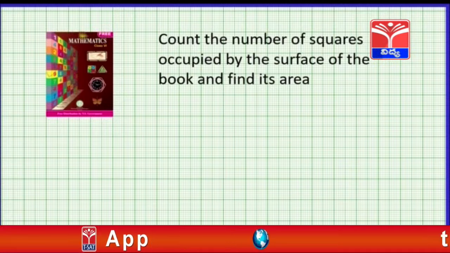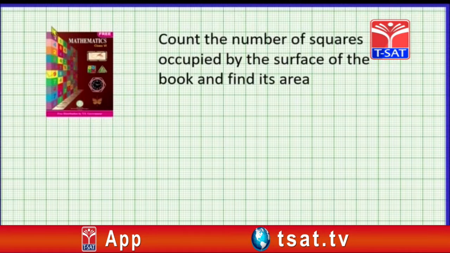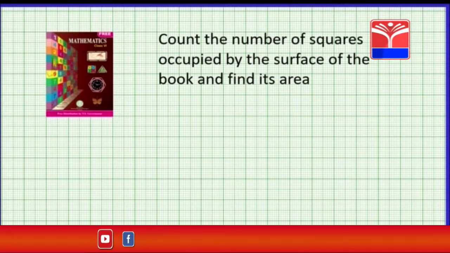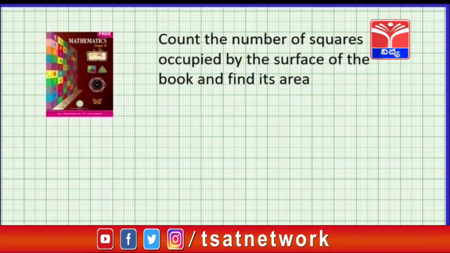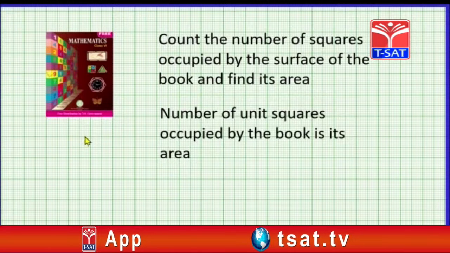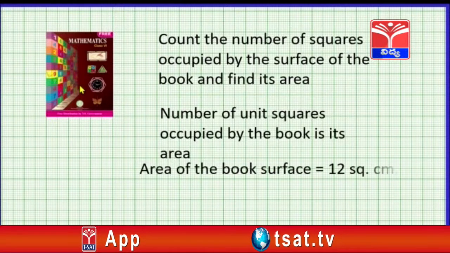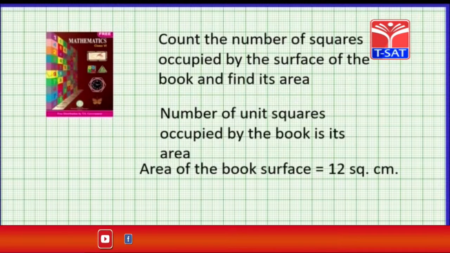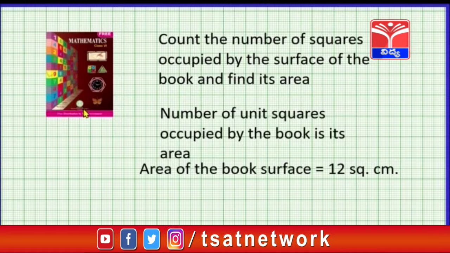Now see here 3 squares, 1, 2, 3, and here 4 squares, 1, 2, 3, 4. Like that, total how many squares are here? Here 3, 3, 3, 3. Total number of unit squares occupied by this book is its area. Area of this book is equal to 12 square centimeters. Total it is occupying 12 square centimeters.